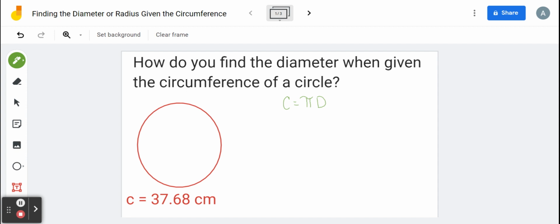So what we need to do first is plug in the information that we know. So we are given the circumference. So the circumference is 37.68 centimeters. So I'm going to replace C with 37.68. We know that pi is 3.14, but we don't know the diameter. So I'm going to leave D for diameter.